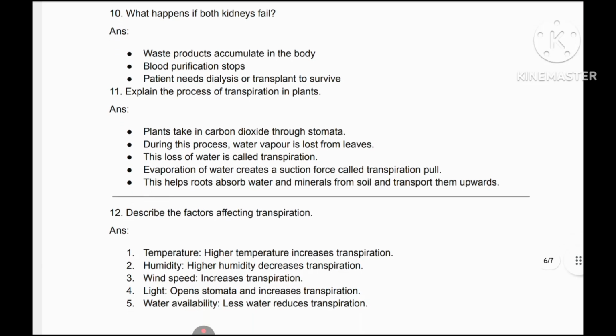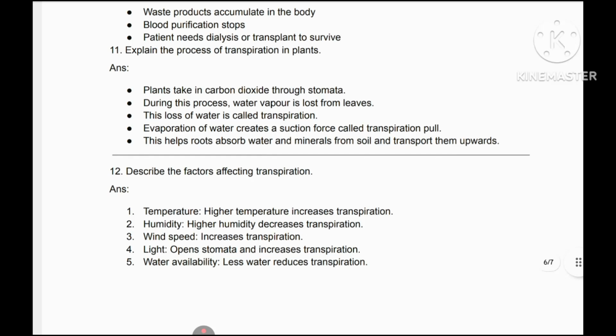Explain the process of transpiration in plants. Plants take in carbon dioxide through stomata. During this process, water vapor is lost from leaves. This loss of water is called transpiration. Evaporation of water creates a suction force called transpiration pull. This helps roots absorb water and minerals from soil and transport them upwards.